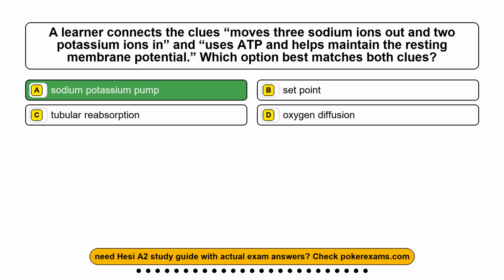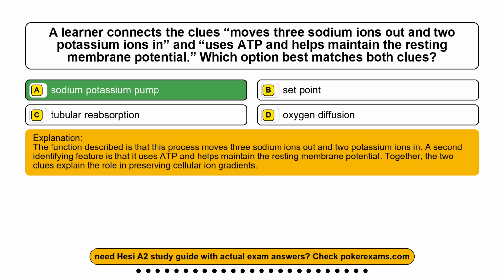The correct answer is option A, sodium-potassium pump. The function described is that this process moves 3 sodium ions out and 2 potassium ions in. A second identifying feature is that it uses ATP and helps maintain the resting membrane potential. Together, the two clues explain the role in preserving cellular ion gradients.